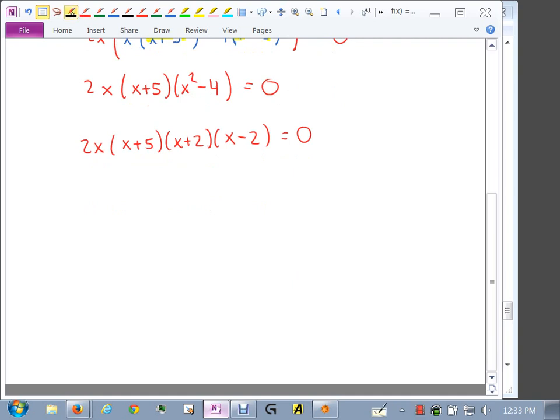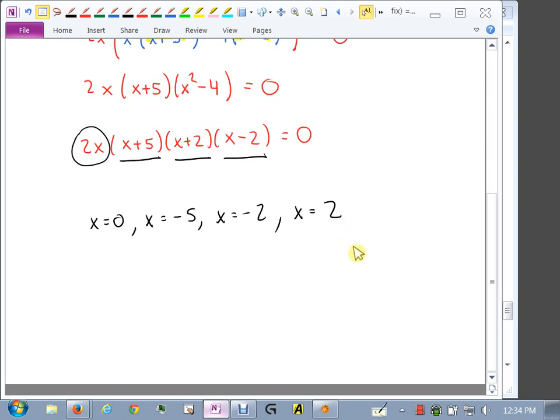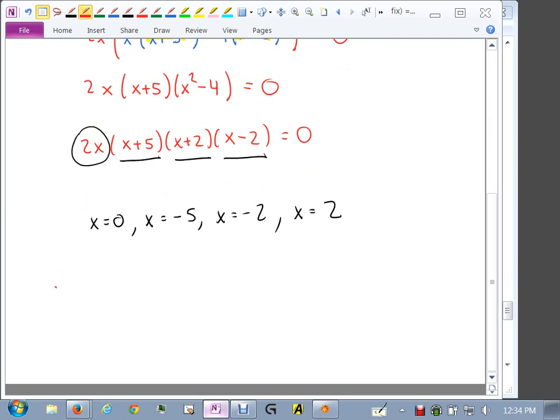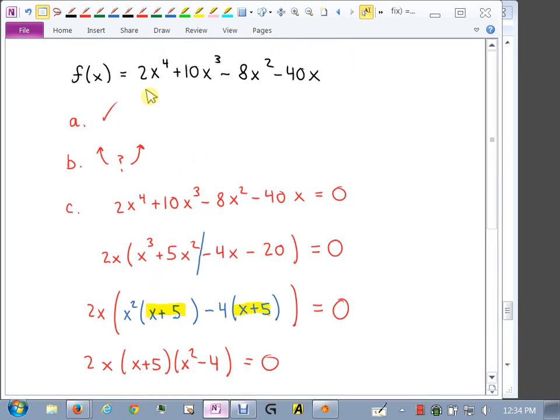All right, what's the next? What are our x-intercepts here? You said each of these factors equal to 0. 0, -5, -2, and 2. So we have 4 x-intercepts. That was just step C. Step D, the y-intercept. Plug 0 into the function. This should be pretty easy, because before we factored it, it was really easy to see what would happen if we plug 0 in here. We just kill everything off. So we just get 0.